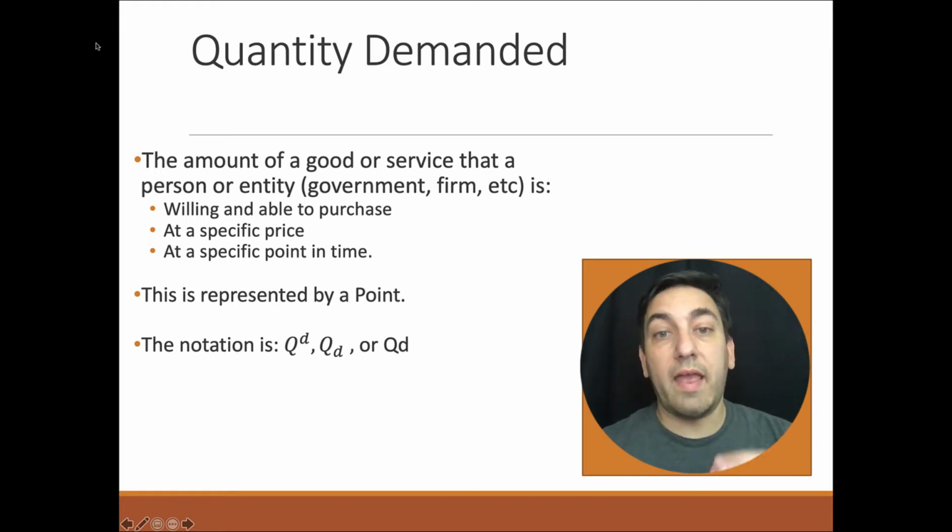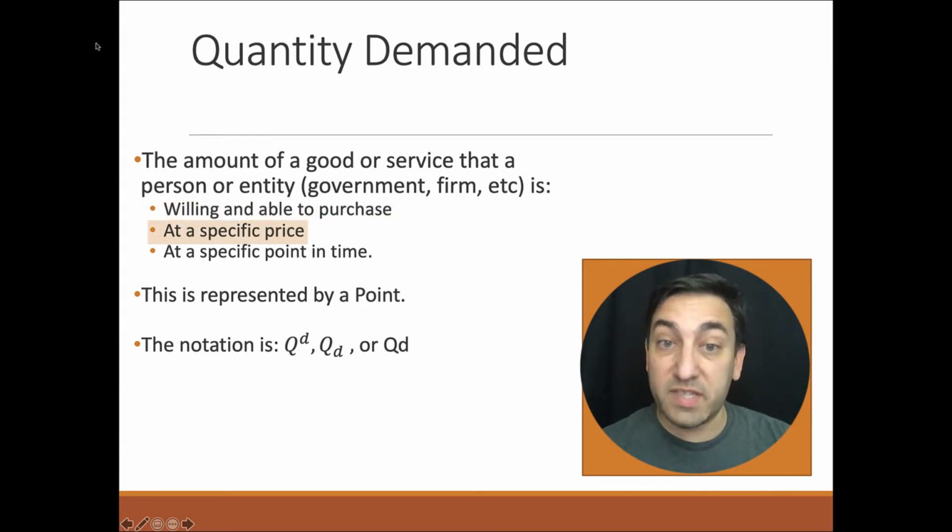Quantity demanded has a three-part definition. In order to be included in quantity demanded, you have to be willing and able to purchase a product at a specific price at a specific point in time. This is going to be represented by a point. I'm going to show this on a graph on the next page.